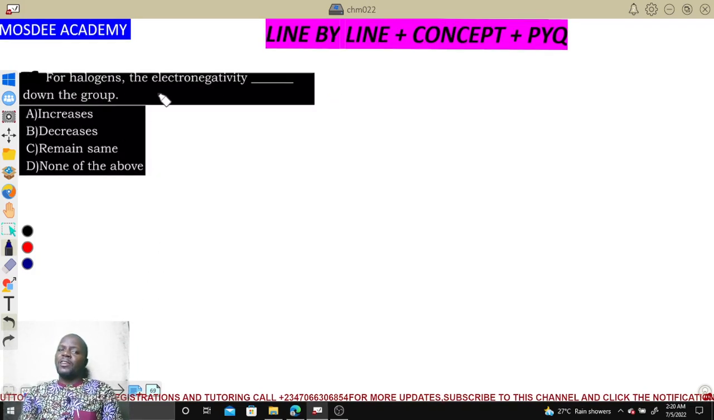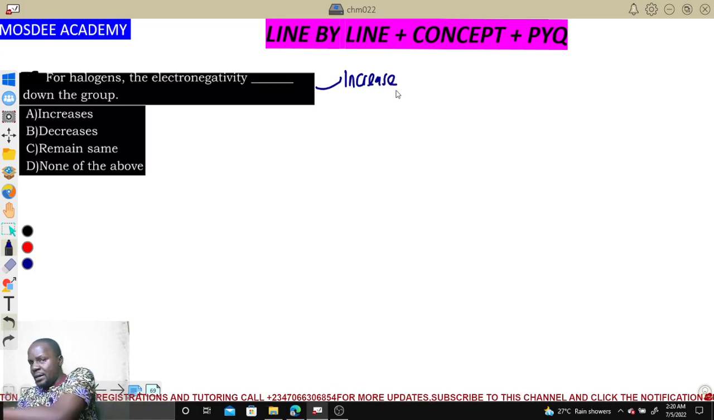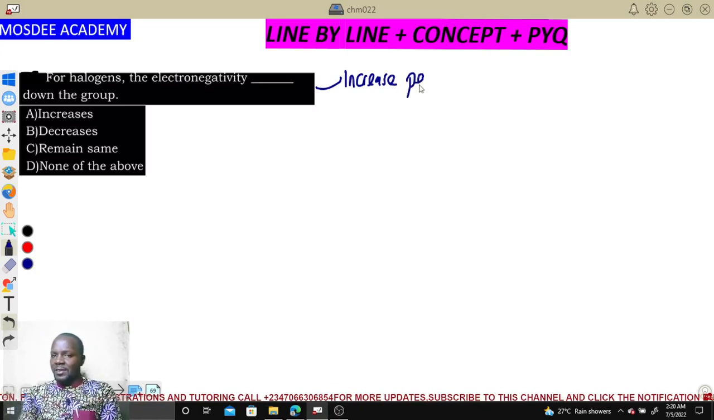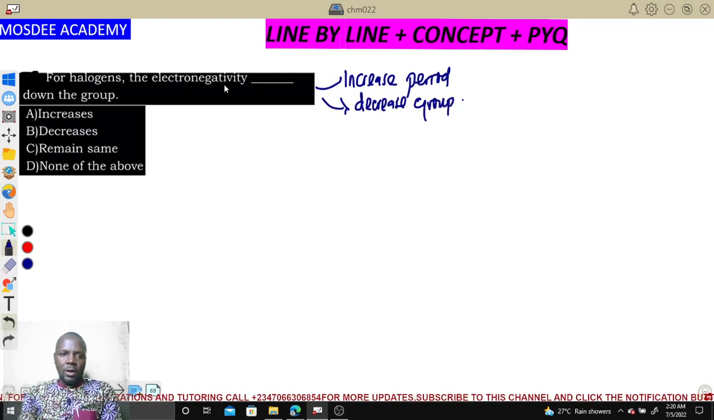For halogens, the electronegativity dash down the group. They increase across the period. We've talked about it. Just like negative electron gain enthalpy, it increases across the period and decreases down the group. Important things. So now the answer to this is what? Down the group, it decreases. I hope you are following. Next one, admin, hope I am there.